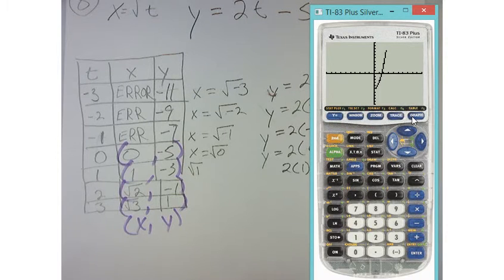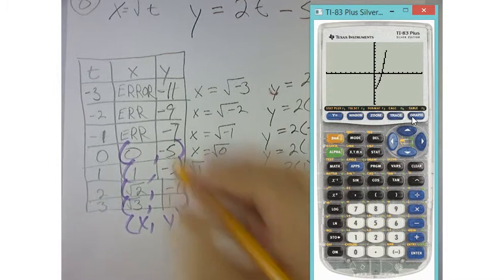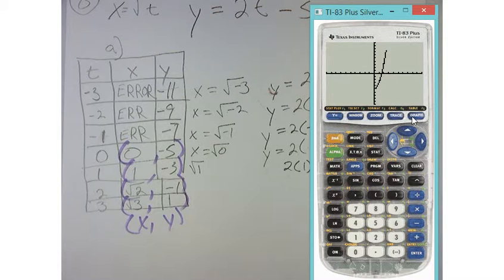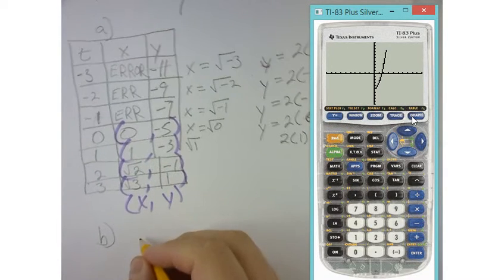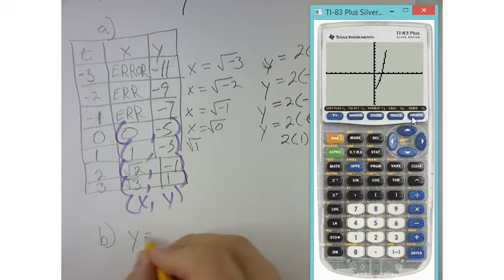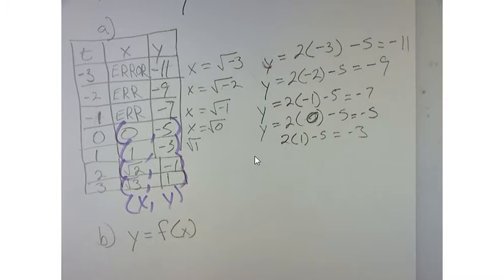Well, so part A, this is just part A. Part A just wanted us to plug in the table of values. Part B wants us to show the algebraic relationship. In other words, I want y equals some function of x. Okay? Now that's a little more challenging.